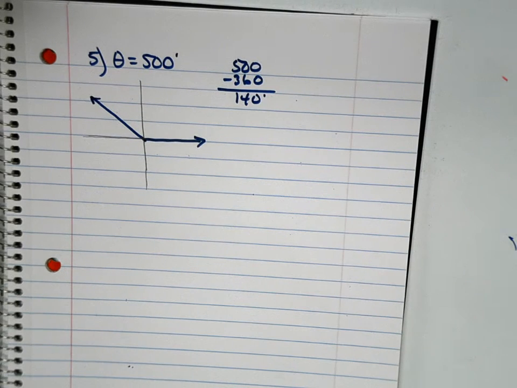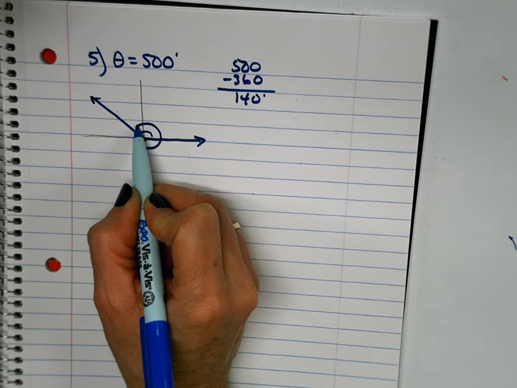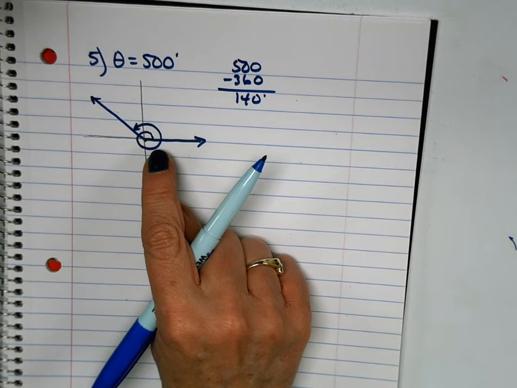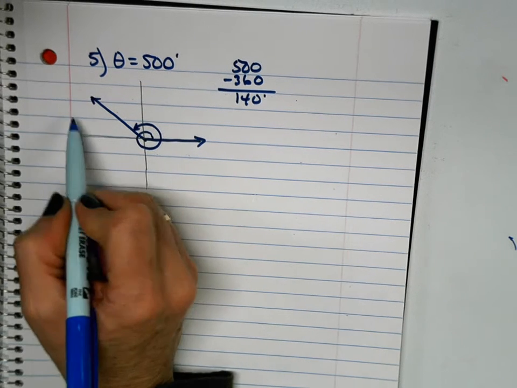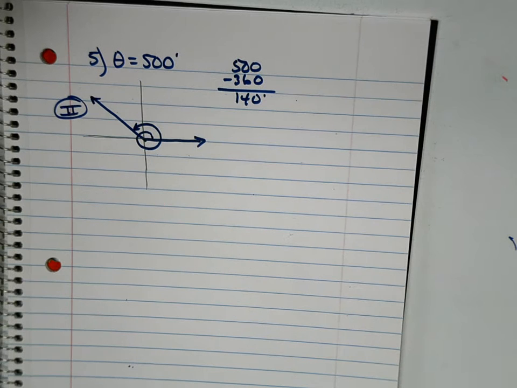Okay, now how would we show that it was a full 500? Okay, so you're going to circle all the way around and then go all the way to the terminal ray. You always start that spiral on the positive x-axis, right? And then end on the terminal ray. And we'd say this is quadrant 2. So we just subtract from 360. Mm-hmm. Yeah.